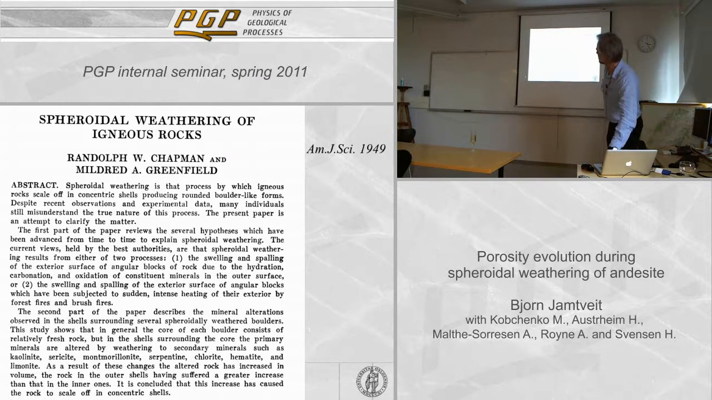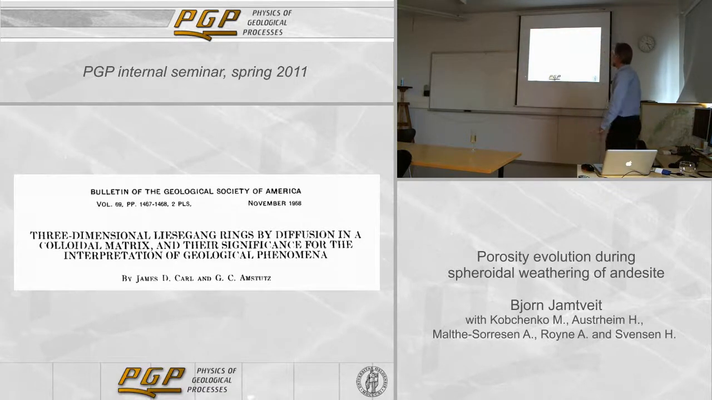This is not the only model. There are other models as well. In 1958, Karl and Amstutz did experiments on counter-diffusion in a gel-like substance and described three-dimensional Liesegang rings, which are not mechanically produced rings. They are produced by coupled reaction-diffusion processes. And they comment on the significance of these patterns for interpretation of geological phenomena, including spheroidal weathering, which is also a concentric set of bands.